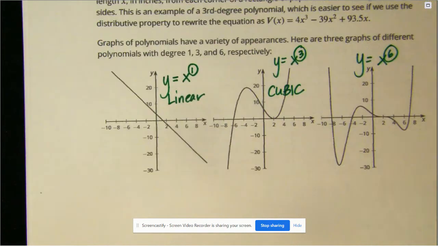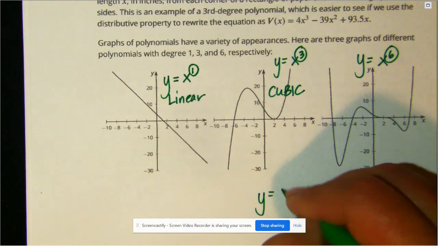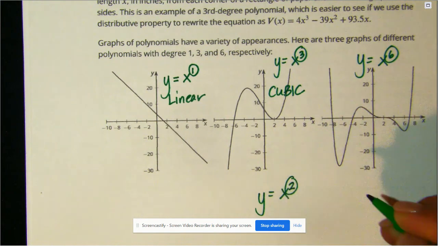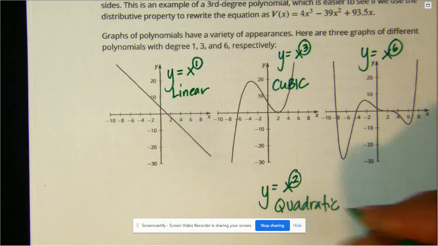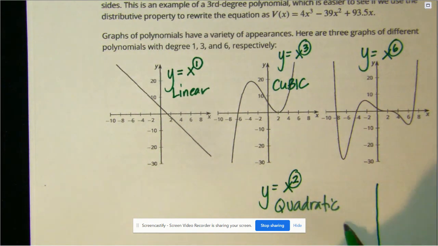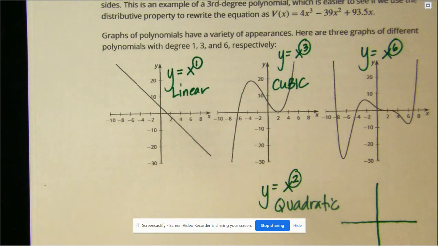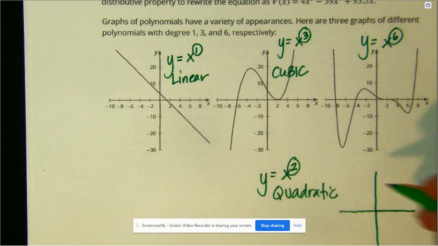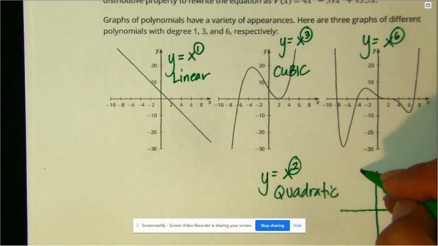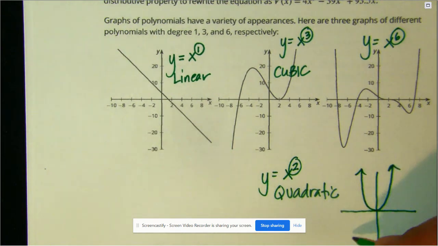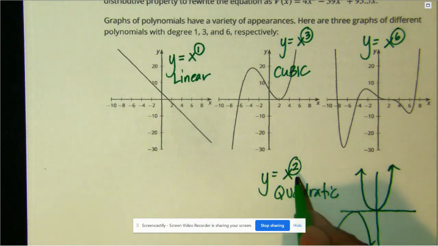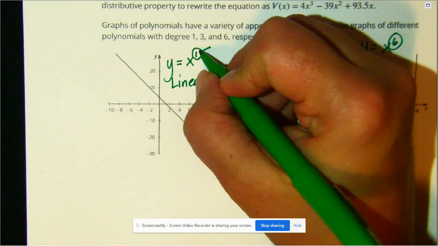Some more common ones, right? y equals x squared. That's a second degree, but it has a special name. It's called a quadratic. And let's just draw a couple sketches. Maybe you saw it two days ago, right? A quadratic looks like this. It could also go upside down if you have a negative. Those are quadratics, second degree. So if you want to show yourself, this is the degree.